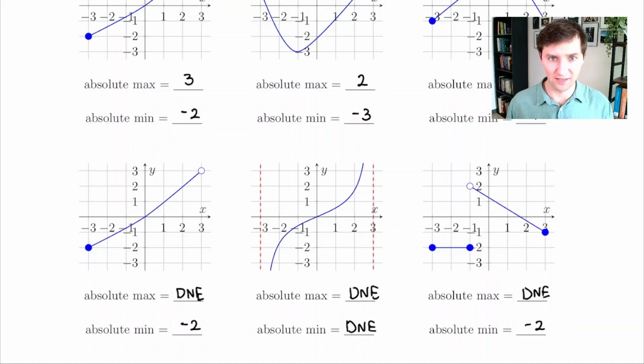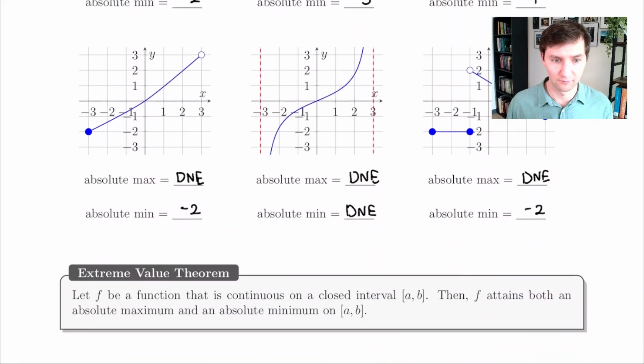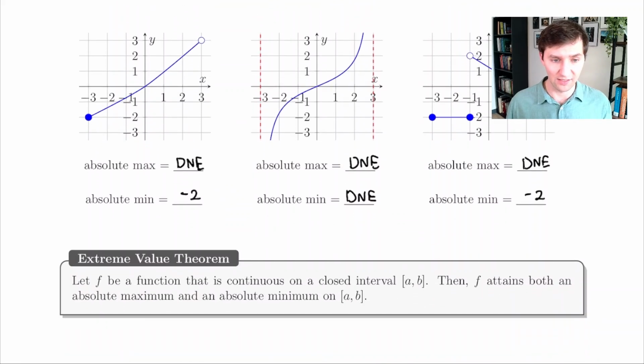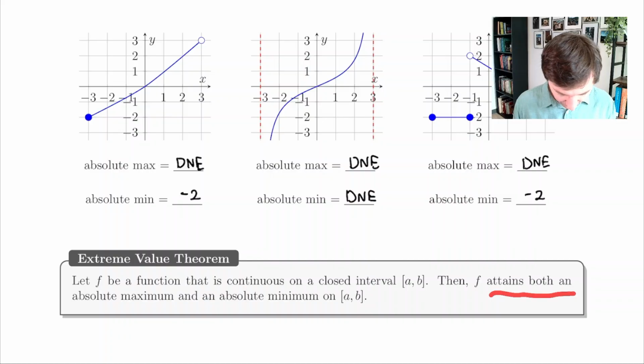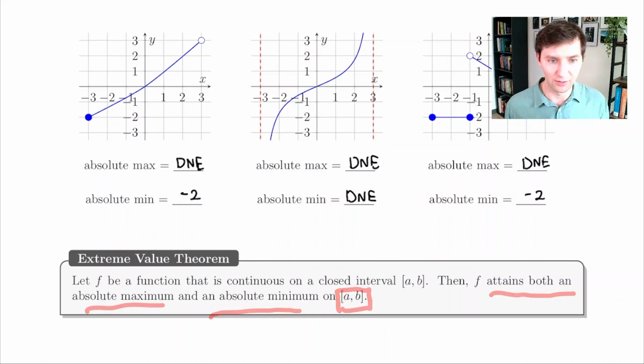Extreme value theorem says that if a function is continuous on a closed interval from -3 to 3, which means it's also defined all the way from -3 to 3, then an absolute maximum and an absolute minimum will always exist. Extreme value theorem says that if f is a continuous function on a closed interval [a, b], then f attains both an absolute maximum and an absolute minimum on the interval from a to b.